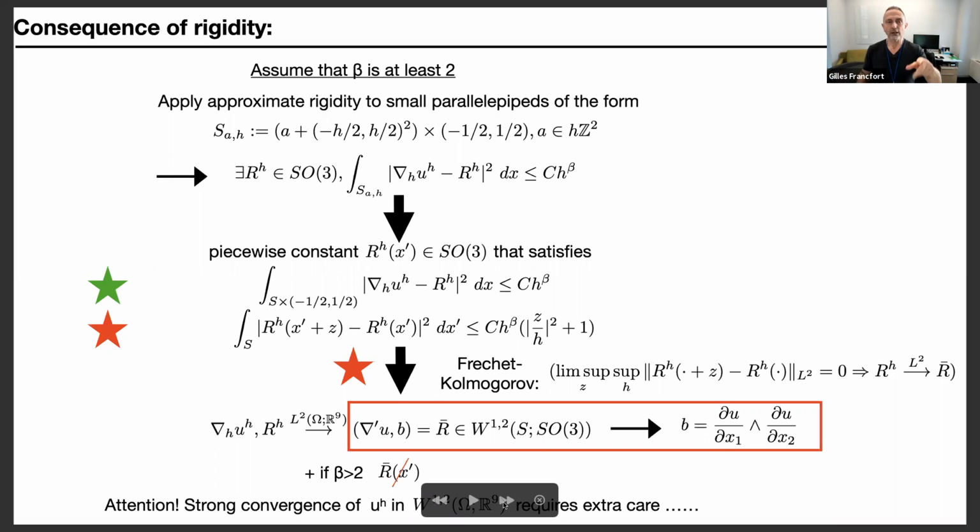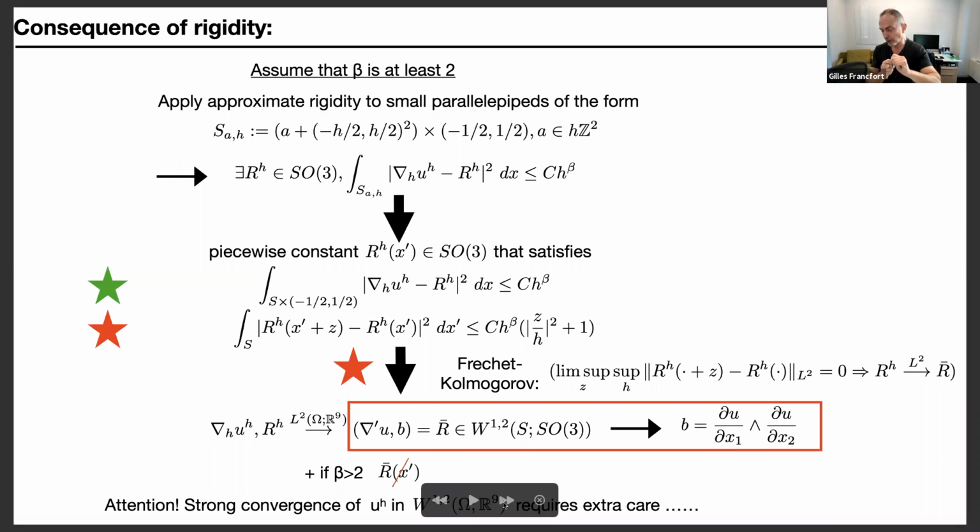which pave my domain. So what do I do? I take a regular grid of size h on my base, and then I extend it to be a tubular neighborhood, kind of a parallel pipette of the form which I wrote here, S_a^h. So I'm going to apply rigidity here.